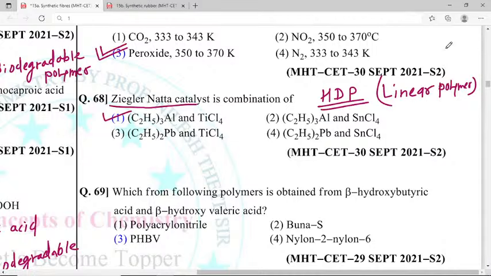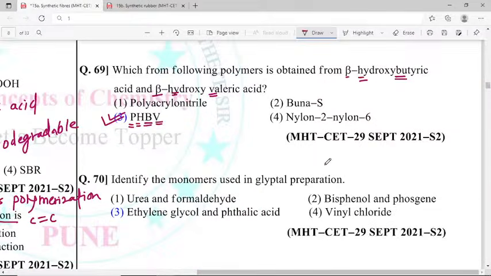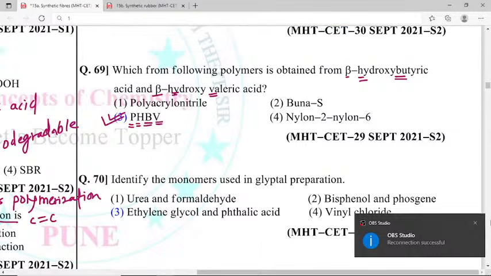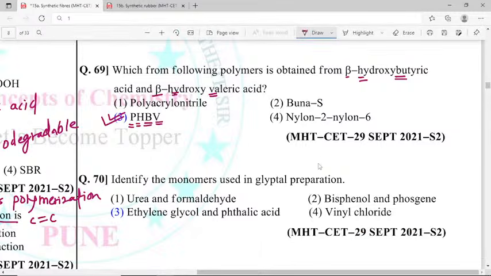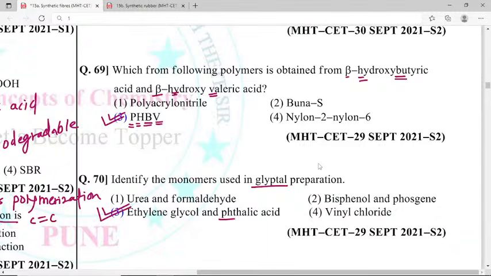Which of the following polymers is obtained from beta hydroxybutyric acid and beta hydroxyvaleric acid? Identify the monomers used in glyptal preparation. Glyptal is used for making paints. So ethylene glycol and terephthalic acid, also called phthalic acid. Glyptal is made from phthalic acid and ethylene glycol. For making paints, glyptal is used.